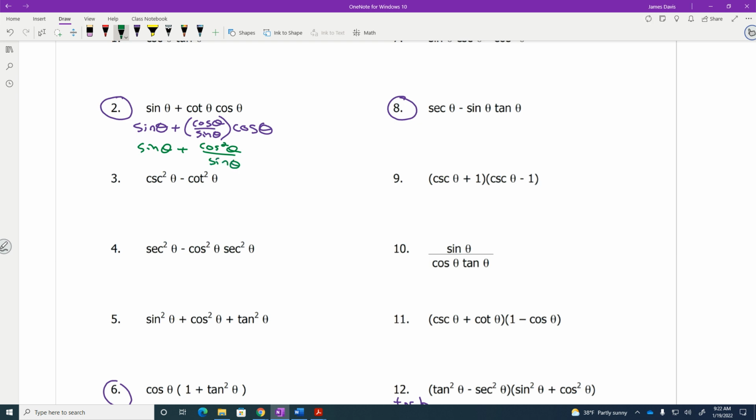Then to combine these, what do you have to multiply this first one by? Yeah, sine over sine. You have to do that to get the same denominator. So then we would have sine squared over sine plus cosine squared over sine. You then can combine them because they have the same denominator. So we get sine squared plus cosine squared over sine. Sine squared plus cosine squared is 1, so 1 over sine.